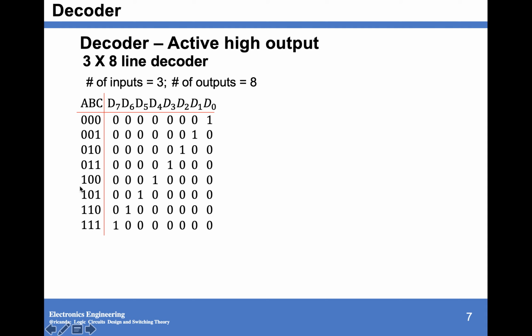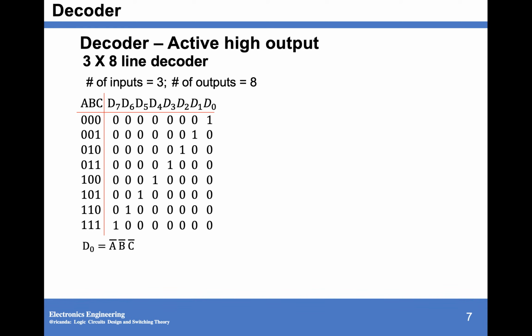D3 is 1. If we have 1, 0, 0, that is 4, D4 is 1. If we have 1, 0, 1, that is 5, D5 is 1. If we have 1, 1, 0, that is 6, that is D6 is 1. If we have 1, 1, 1, it is equivalent to 7, so D7 is 1.